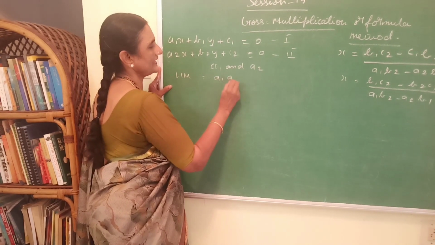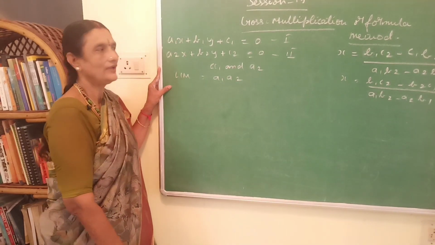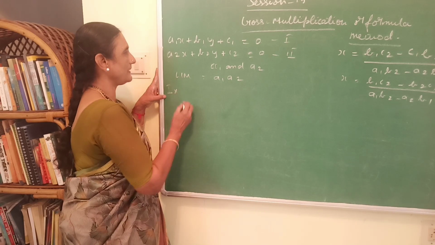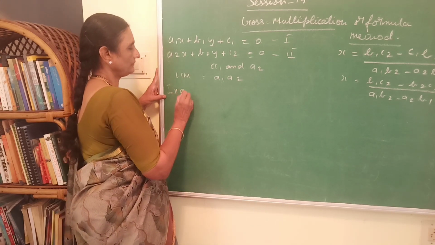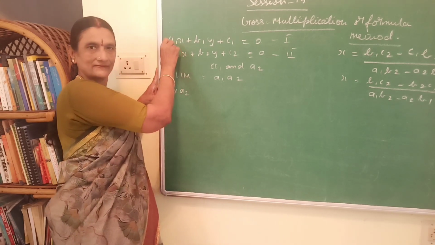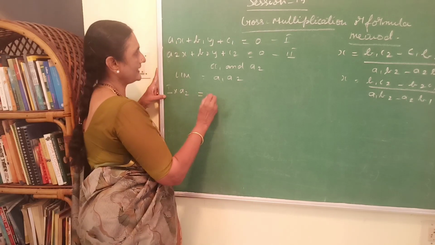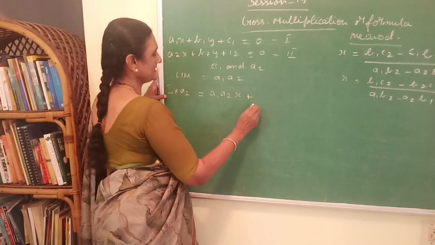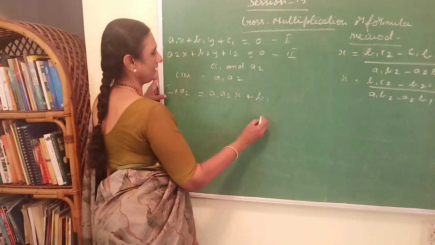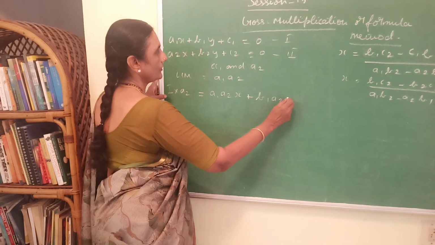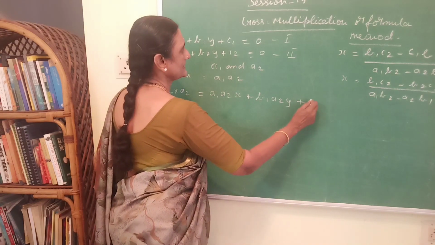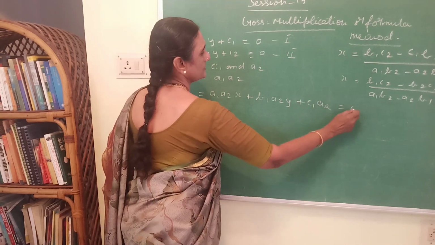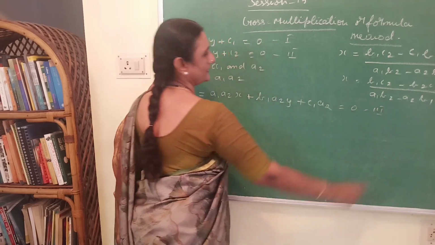It is obviously A1, A2. Is it clear to you? So, I am going to multiply the first equation by A2, because A1 is there. Therefore, you will get A1 A2 times X plus B1 into A2 Y plus C1 A2 is equal to 0. This is your third equation.